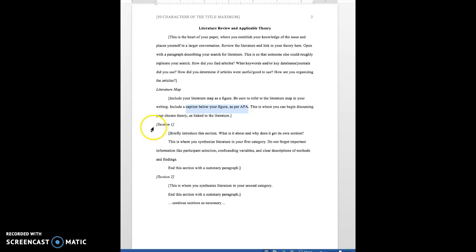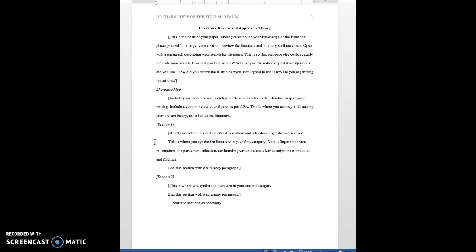We'll then use that literature map to break your literature review into different sections. My guess is most of you will end up with 3 or 4 sections. If you have more than that, it tends to be a little thin within each section. Fewer than that, and there's not really any point to have it.